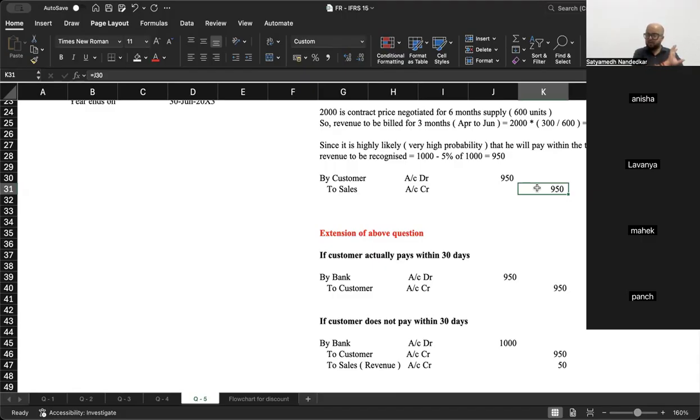So bank account will be debited with 1000, customer will be credited with 950. Now that difference amount is your income, right? Yes, sir. But it is not other income. It is income from the main business activity, right? Yes. Hence, sales or revenue is credited. Okay.